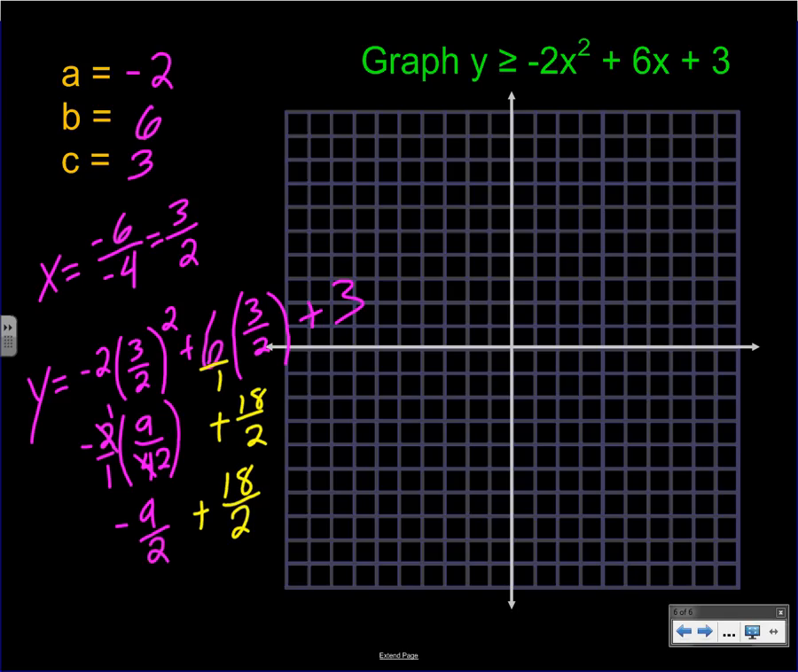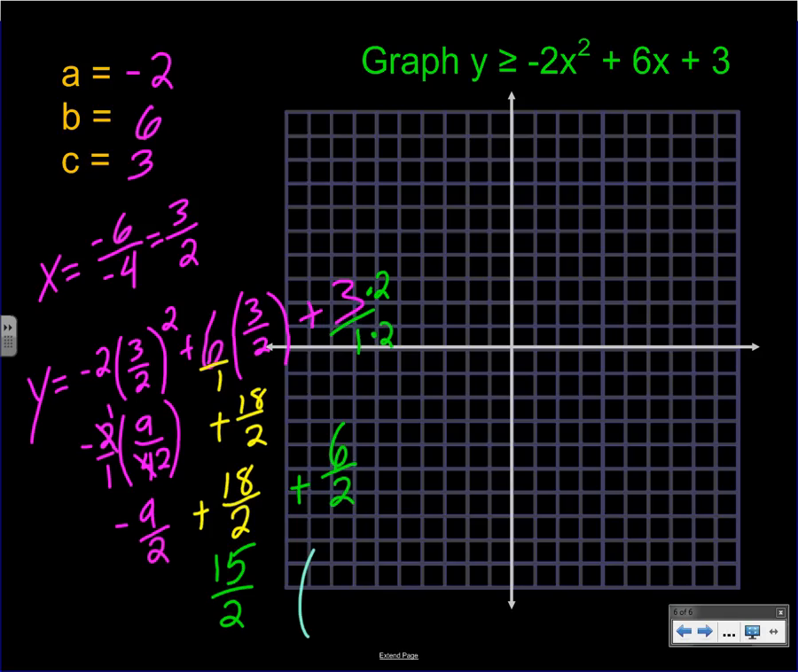And then if we look at the 3, it's 3 over 1. It needs to have a denominator of 2. So I have to multiply the 1 by 2 to get 2, and then I have to multiply the 3 by 2 to get 6. And so this is where we're at. So now if we look here, we have negative 9 plus 18 is positive 9. And then plus 6 is going to be 15 over 2.